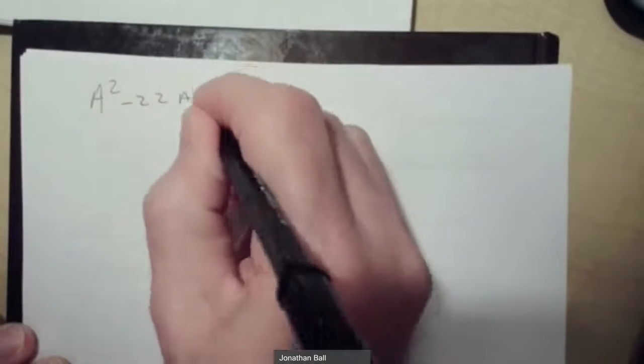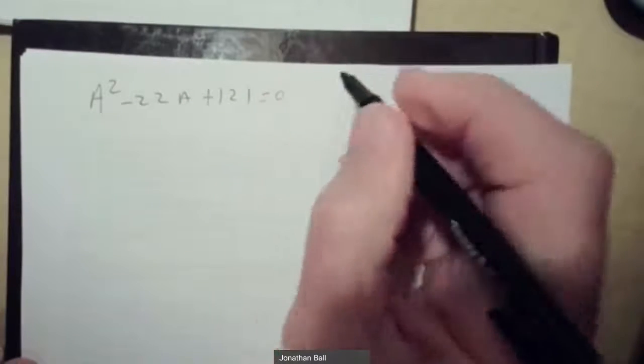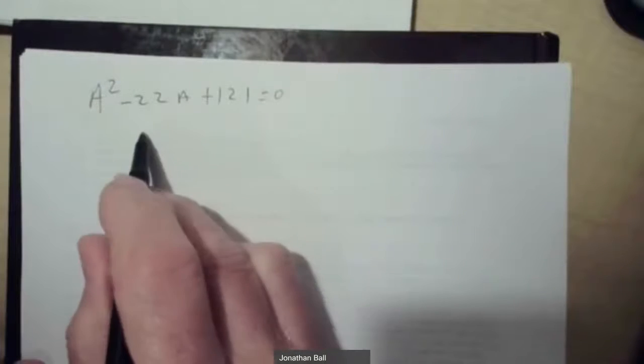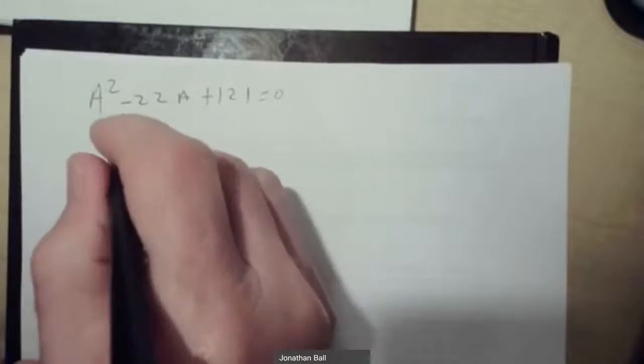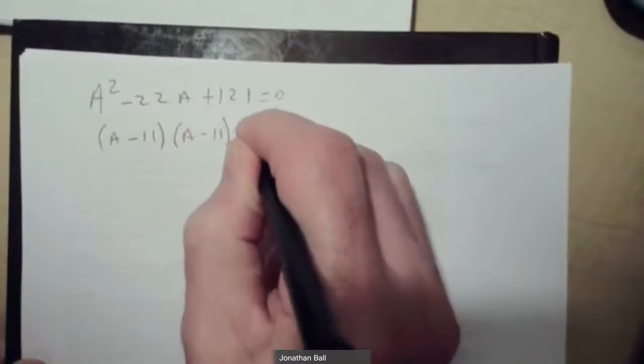Now let me do another one that's a little bit different, but really not much. If you have, well, I got my big fat hand in the way. a squared minus 22a plus 121 equals 0. This is a perfect square. If you were to factor this, it would be a minus 11 and a minus 11 equals 0.